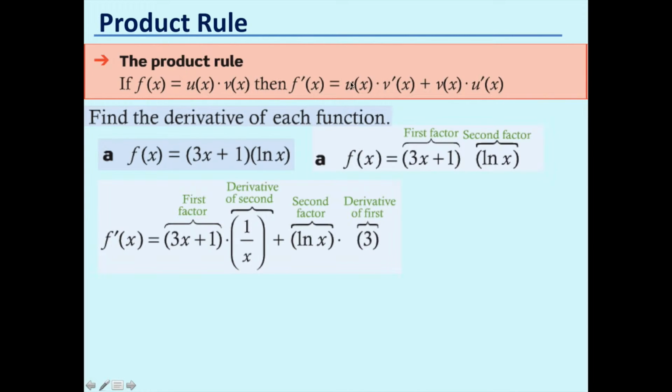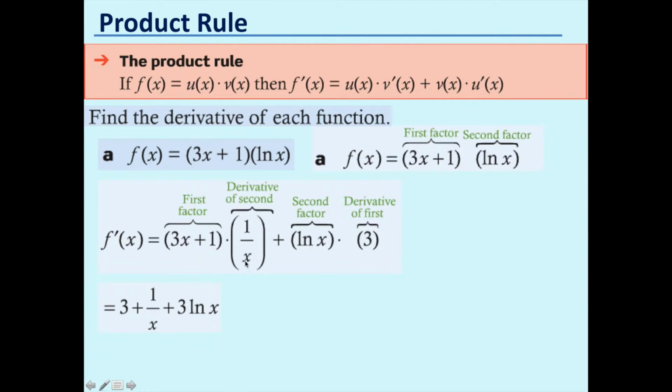So we're going to multiply our first factor by the derivative of the second factor. Now we've seen already that the derivative of ln x is 1 over x. We're then going to add the second factor, which is ln x, v of x here, multiplied by the derivative of the first factor. We can see that the first factor is 3x plus 1, and if we find the derivative of that, it gives us 3.